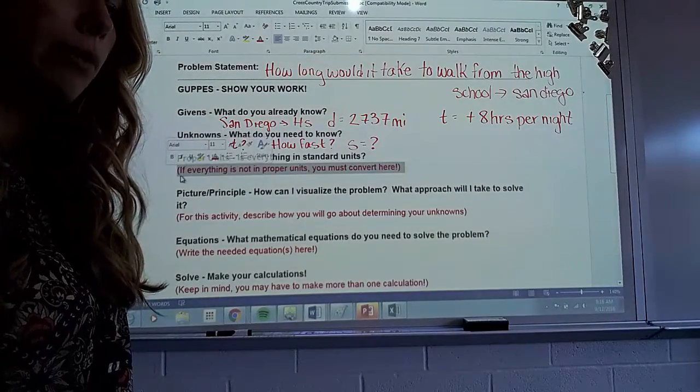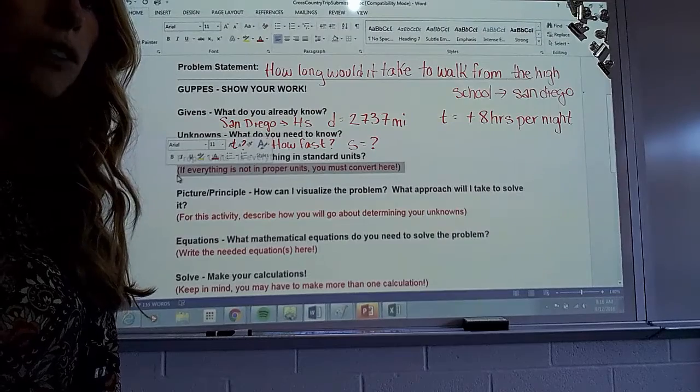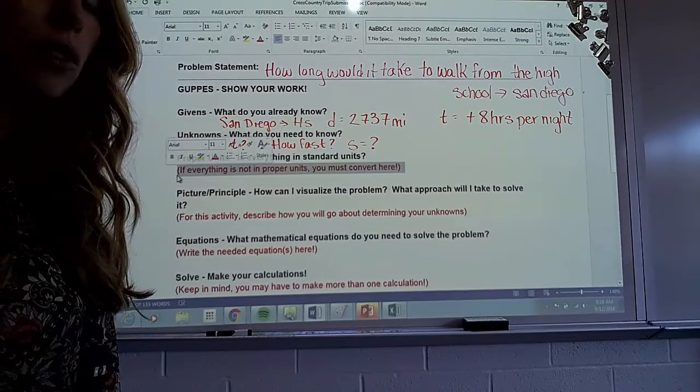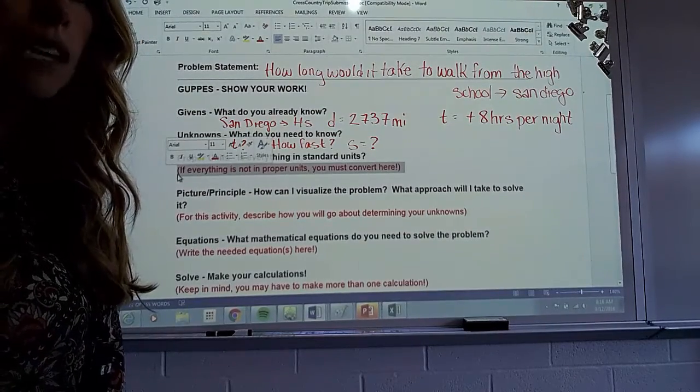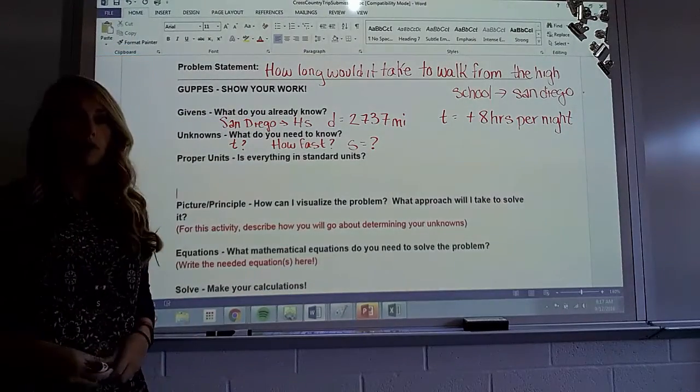And now, because this is probably going to be a math problem, it's going to be difficult for you to type in Word docs. So here you might be able to do your work on paper and then take a picture of it and add it to this submission. Okay, so proper units.